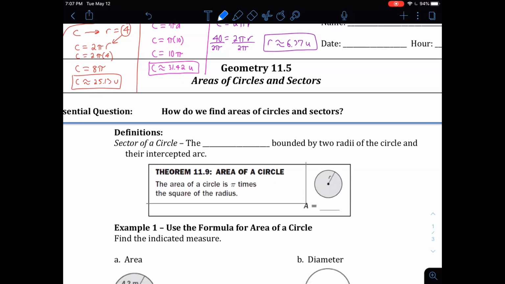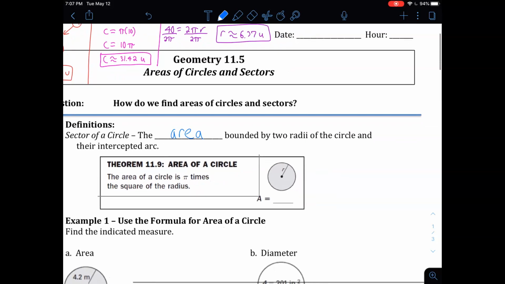So, a sector of a circle is the area, the what? The area bounded by two radii of the circle and their intersected arc. So a sector of a circle is going to be something like this. Here's a circle. Here's the center. That looks sloppy, I'm going to fix that. So the area of the sector is bounded by these two endpoints right here. All this section in here is the area. This is a sector of the circle.